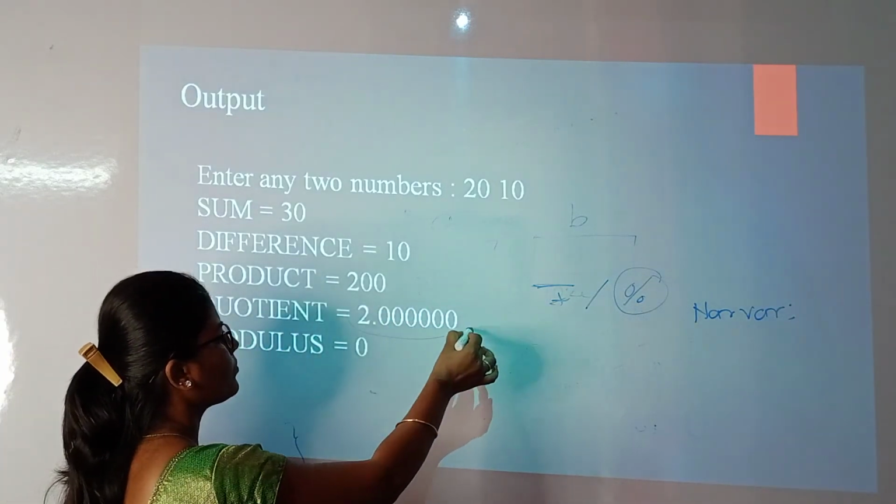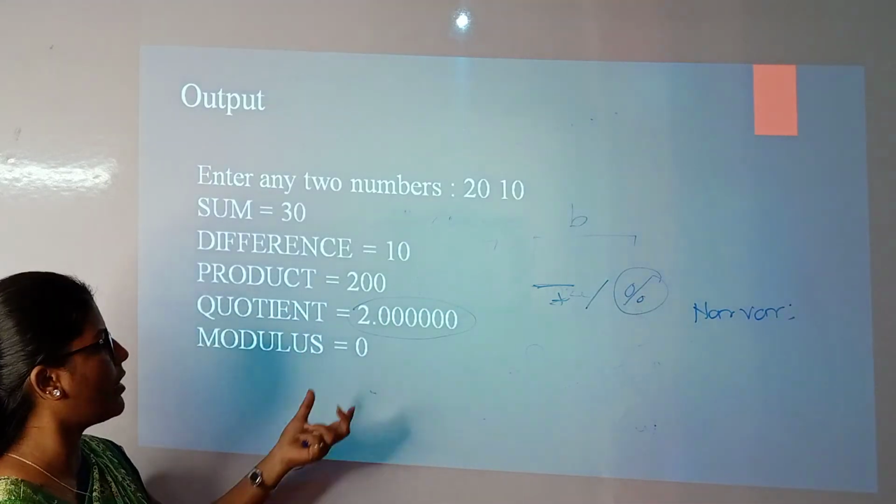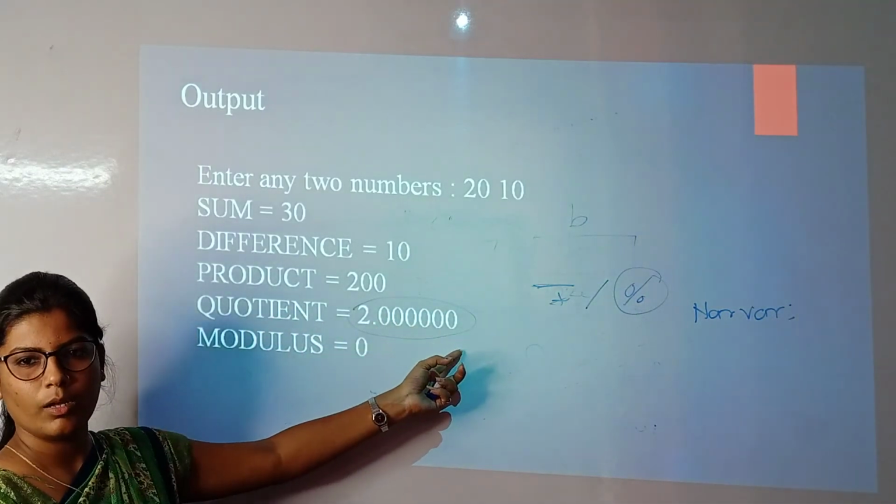Here we define float data type. That's why the number is in decimal point.